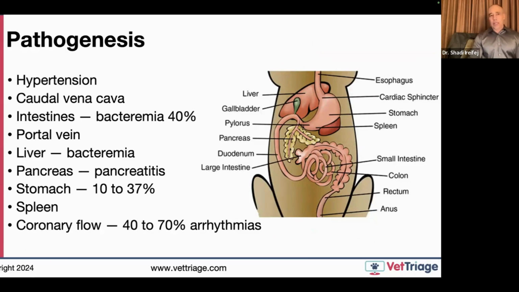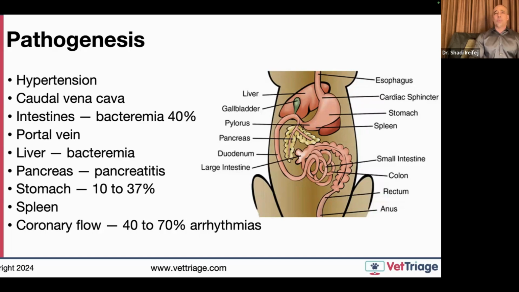It's going to affect the entire body, and as the stomach enlarges and torses, you're going to see hypertension and caudal vena cava compression because of the abnormalities in blood flow. The blood supply to the intestines may be compromised, and so bacterial translocation resulting in bacteremia can be seen as well. Then, as the disease progresses, the portal vein becomes compressed. The liver then becomes bacteremic.